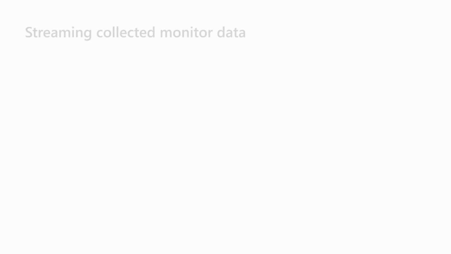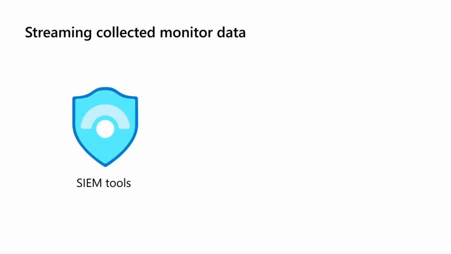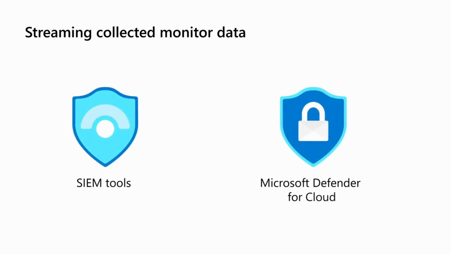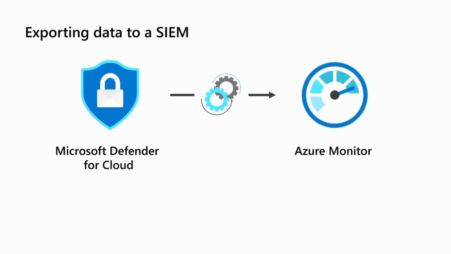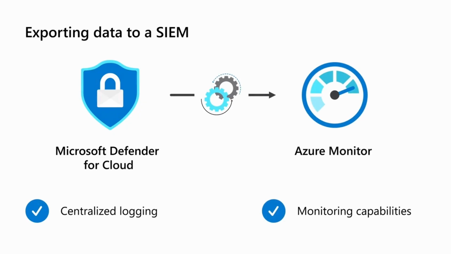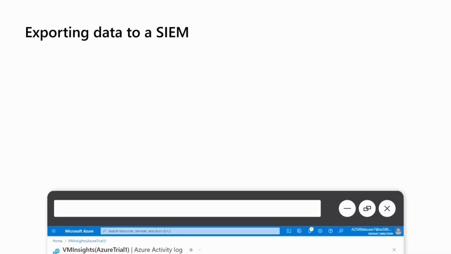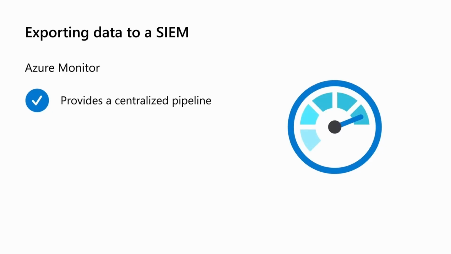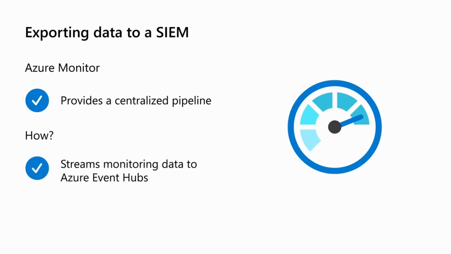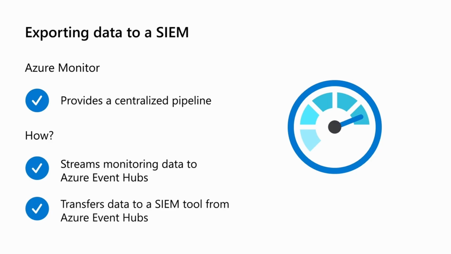Next, let's look at how you can stream the collected monitor data to external SIEM tools via Microsoft Defender for Cloud. Microsoft Defender for Cloud integrates with Azure Monitor to provide centralized logging and monitoring capabilities. The processed events generated by Microsoft Defender for Cloud are published to the activity log, one of the log types available through Azure Monitor. Azure Monitor provides a centralized pipeline for routing monitor data to a SIEM tool by first streaming that monitoring data to Azure Event Hubs, from where it can easily be transferred to a partner's SIEM tool.